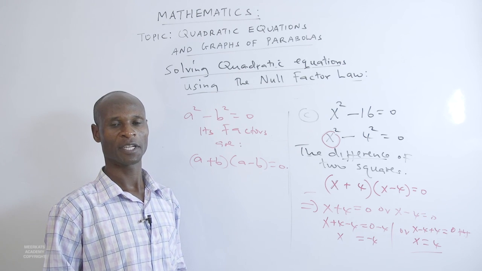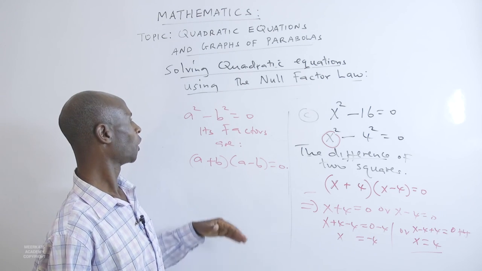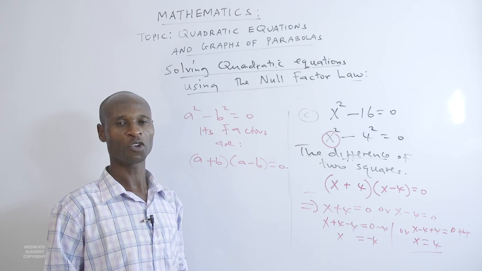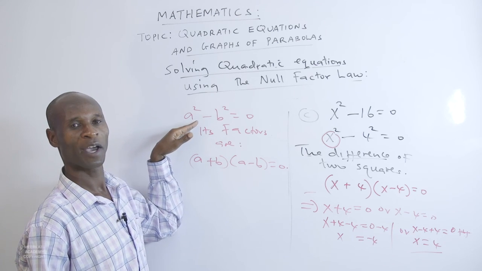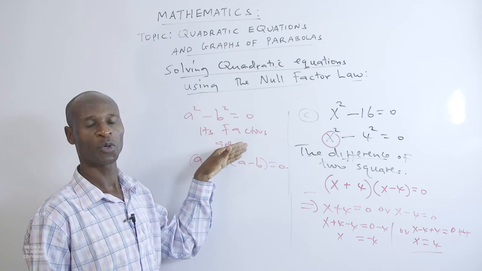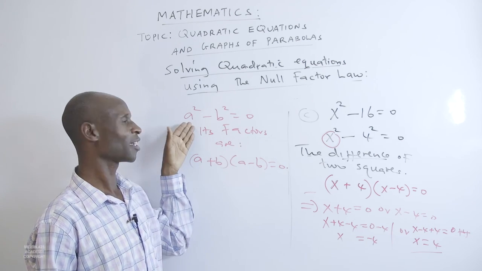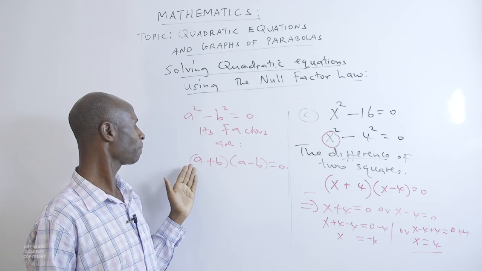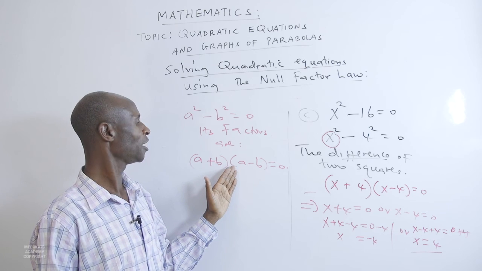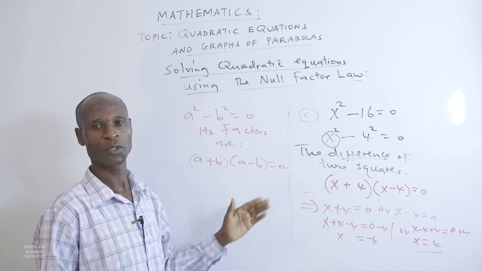Then having the linear factors, you now apply the null factor law to find the solution to that particular quadratic equation. Then in conclusion, we have also looked at the last one where we have the difference of 2 squares, like in a case where we have a squared minus b squared is equal to 0, and we have said to get the linear factors, you just take the first term, which is a, you take a plus b, then the second linear factor will be a minus b is equal to 0.